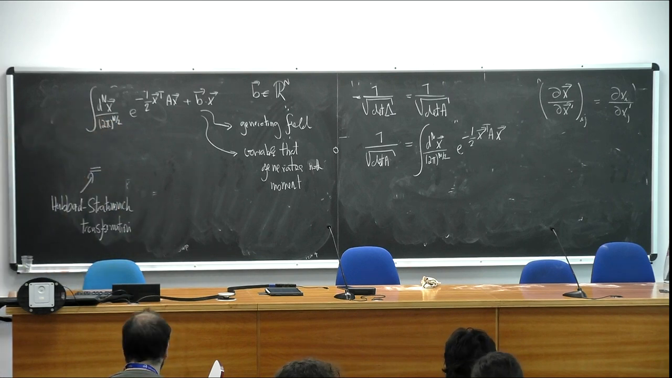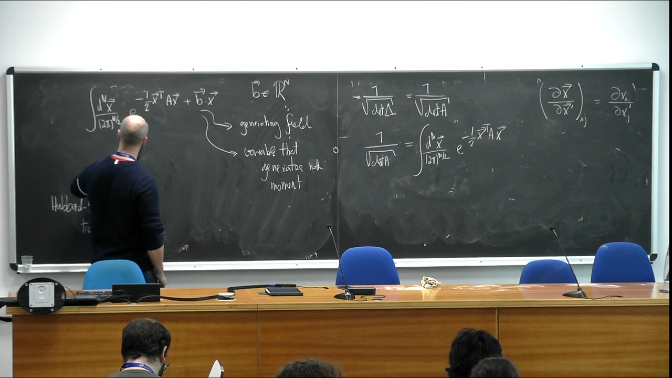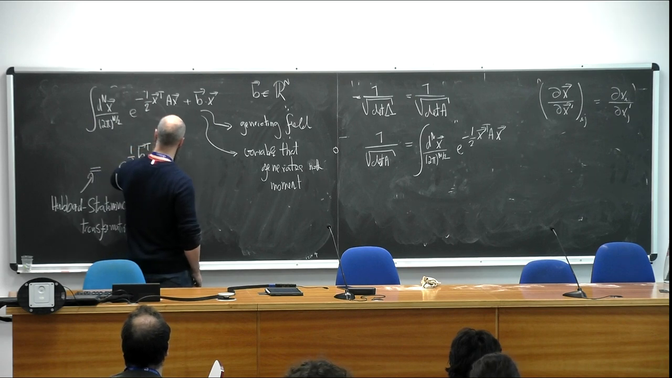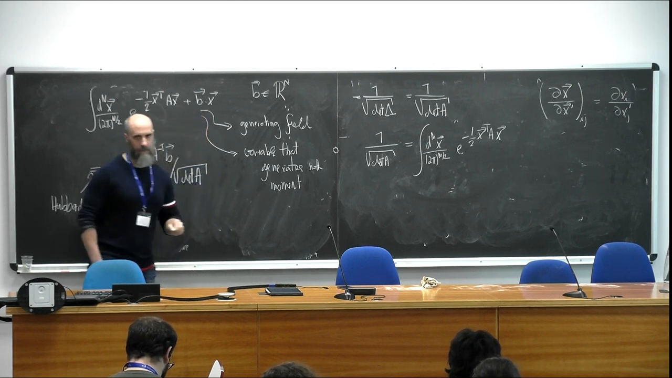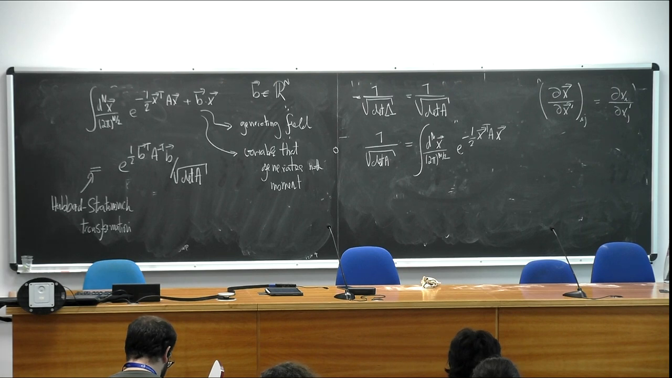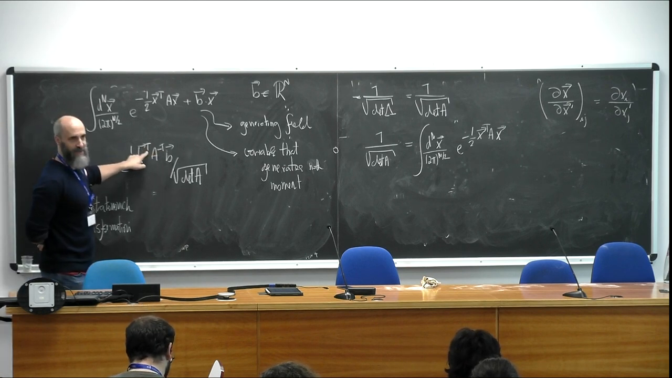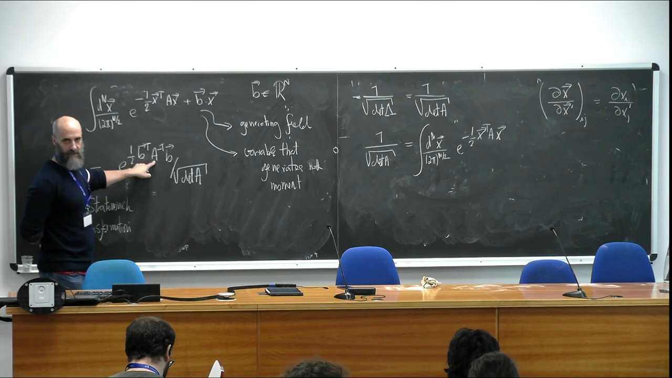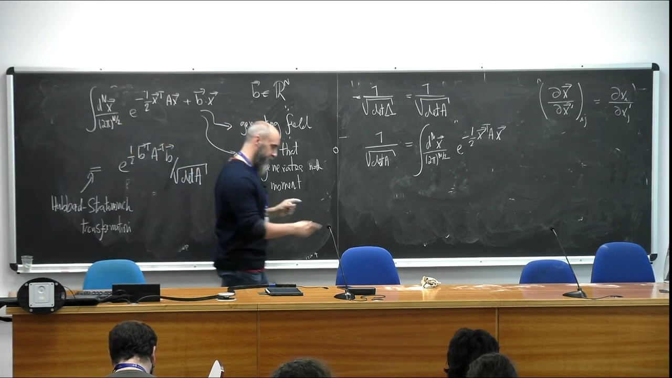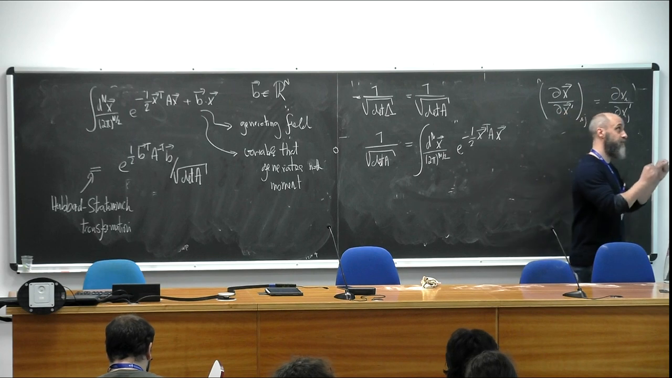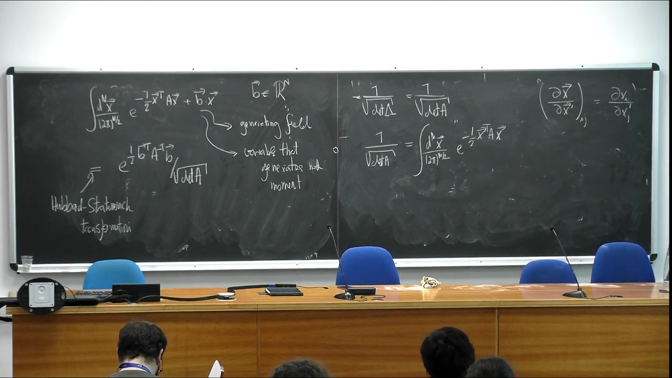And what is the result of this? The result is simply the following. This is equal to the exponential of 1/2 b transpose times the inverse of A times b, divided by the square root of the determinant of A. This is a 1, okay? And this is transpose, I apologize. So this is the inverse of A, which is the matrix that appears here. So this is 1/2 the scalar product of b with A inverse b. So how do you prove this? I'll leave it as an exercise, okay?